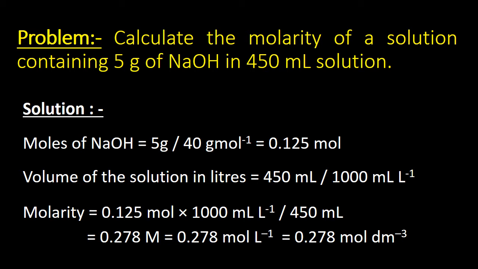and volume of the solution in liters is 450 ml divided by 1000 ml per liter, and molarity can be calculated as 0.125 mole, that is the number of moles of NaOH, into 1000 ml per liter divided by 450 ml. Finally, the molarity will be 0.278 mole per dm cube or mole per liter.